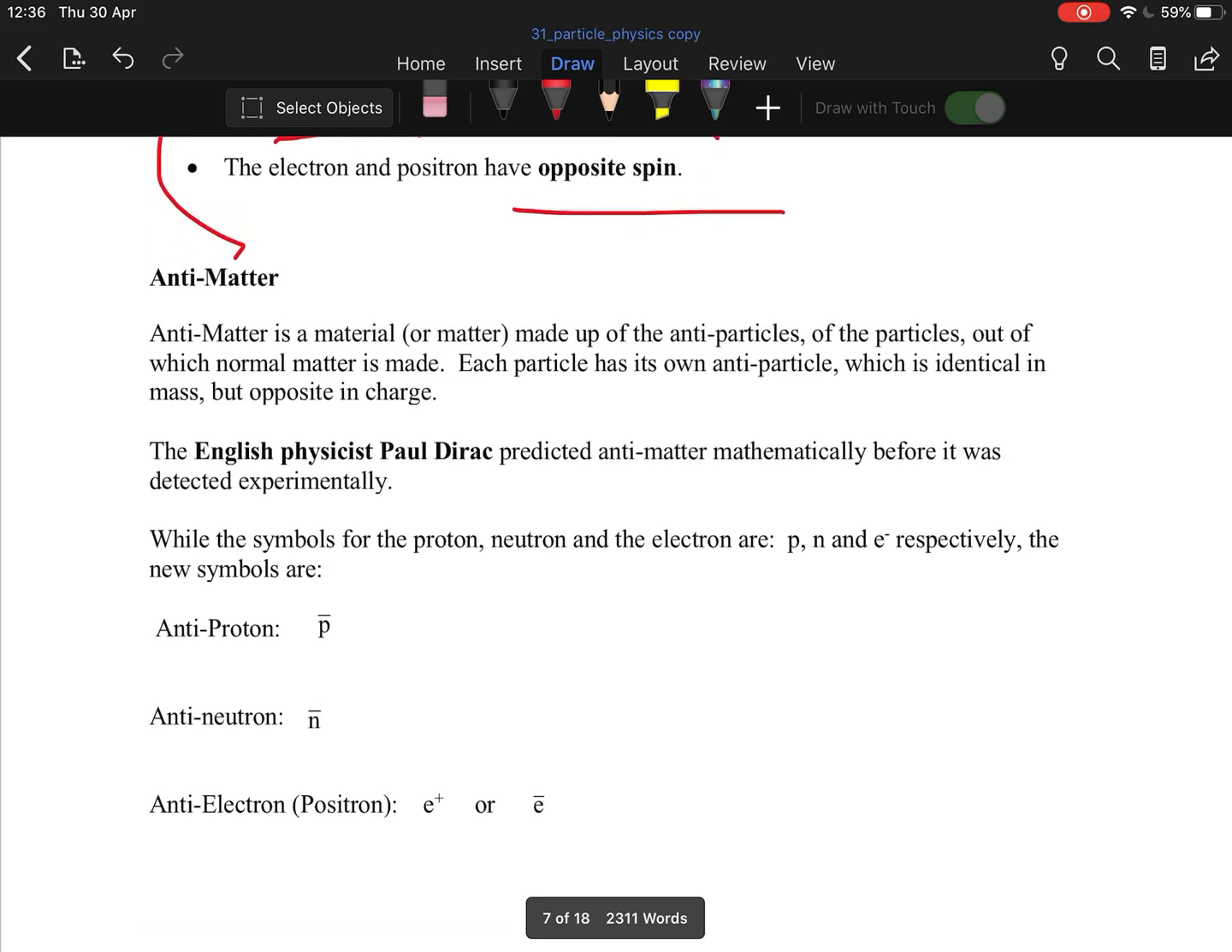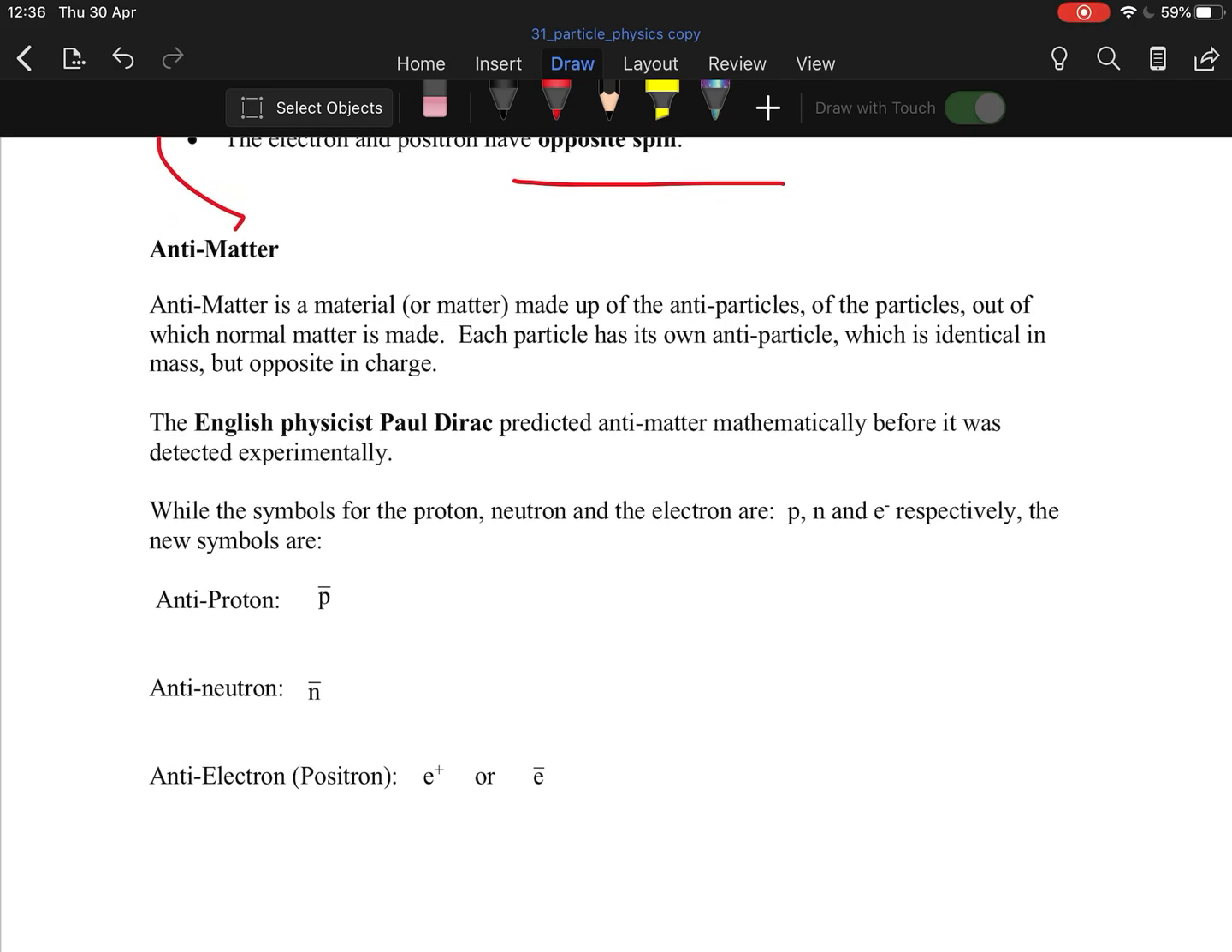It was proven by Paul Dirac. Again, apologies for destroying his pronunciation. He proved it before it was experimentally found. Generally these are their symbols. An antiproton is P with a dash over the top, and the anti-electron is just e plus or e with a dash. I often write it as e plus. I just find it easier for some reason.